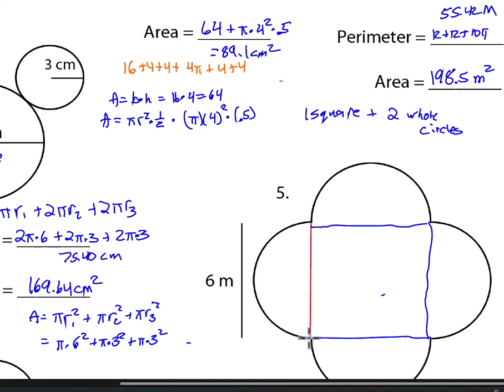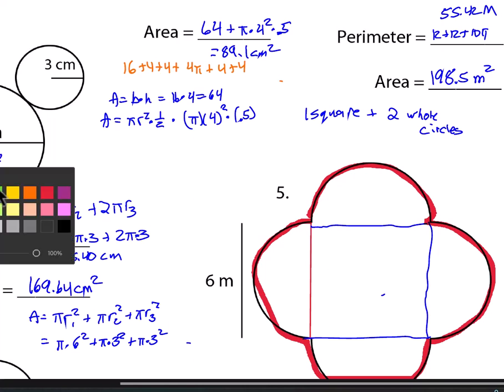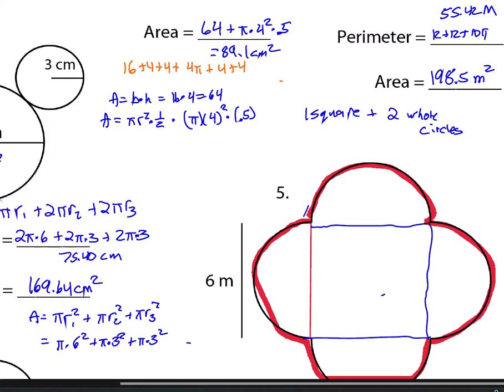Notice that the square doesn't actually have any boundary that's showing on the outside, so the perimeter is just made up of the circle parts. If you look at it all together, we had the four half circles. So we had this half circle plus this half circle makes a whole circle, and then this half circle plus that half circle makes another whole circle. So we have the equivalent of two whole circles.